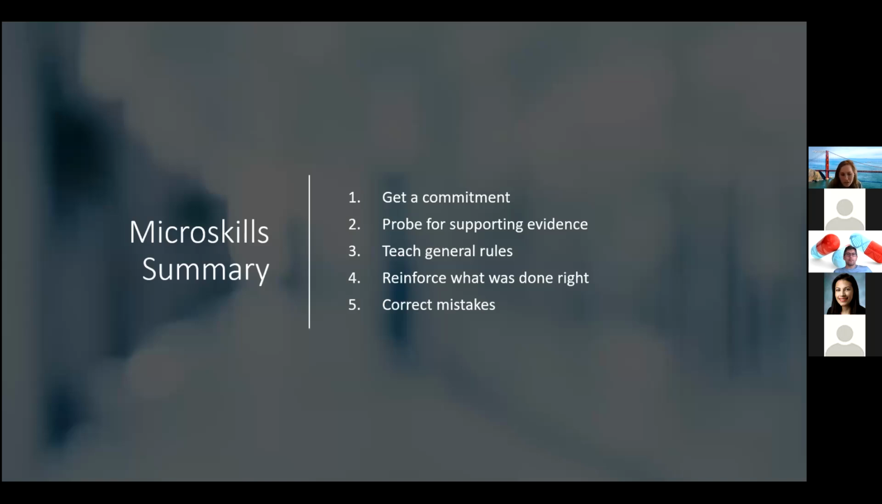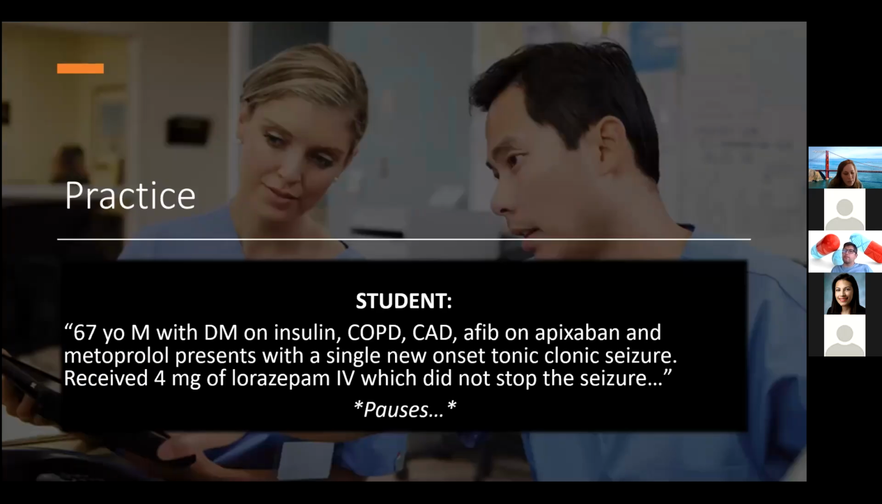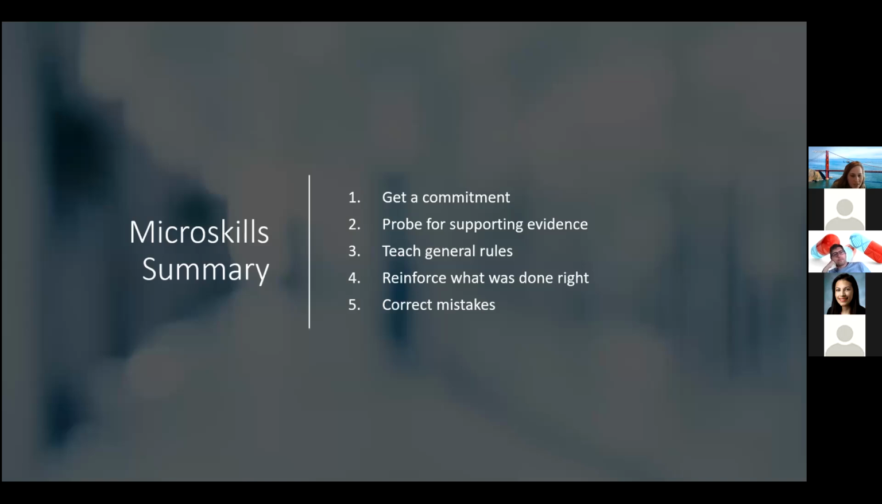So again, just another review, run through the steps. We talked about getting a commitment, probing for supporting evidence, teaching the general rules and reinforcing what was done right, and then finally also correcting mistakes of the micro skills. So I'm going to pause here before we get into this case. Actually, does anyone have any questions or thoughts about this?